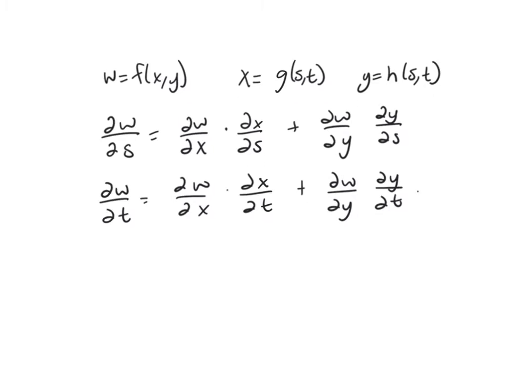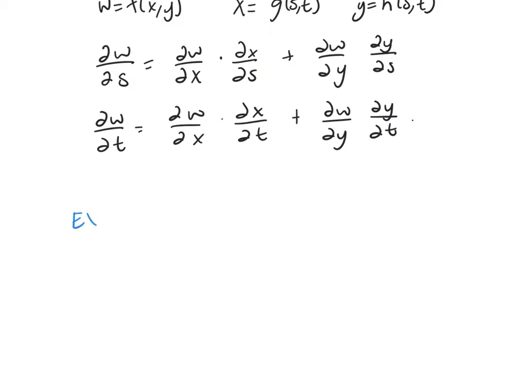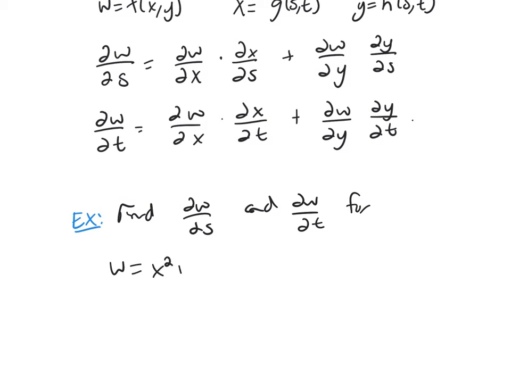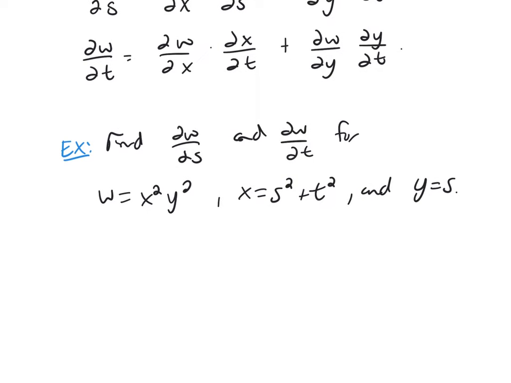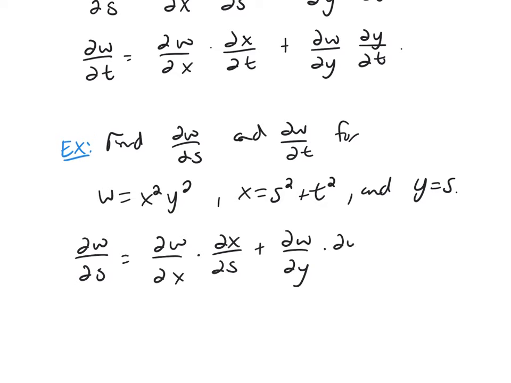So let's look at an example here. Find the partial of w with respect to s and the partial of w with respect to t for the function w equals x squared y squared, x is s squared plus t squared, and y equals s. So we're going to use our formulas there. I take the partial of w with respect to x, partial of w with respect to y, and then multiply each one by the partial of x with respect to s, the partial of y with respect to s.